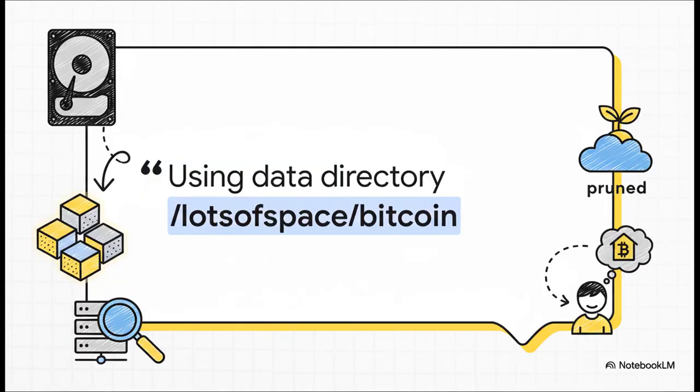And there it is. That's the proof. When you see a line in that startup log that says something like, using data directory /lots_of_space/bitcoin, or a line that confirms your pruning setting, that's it. That's that moment of satisfaction. Your node is listening to you. It's running by your rules.